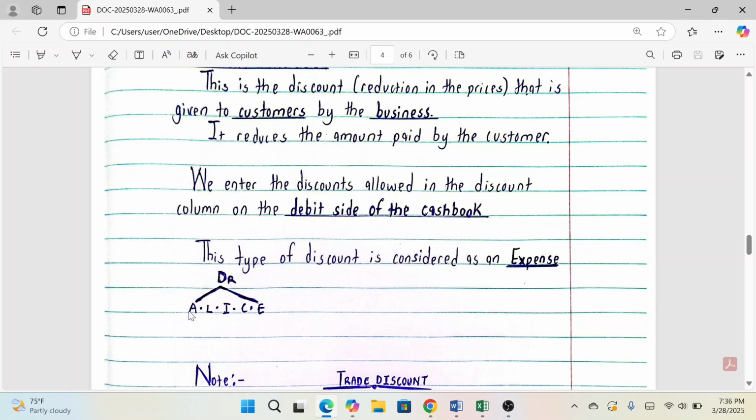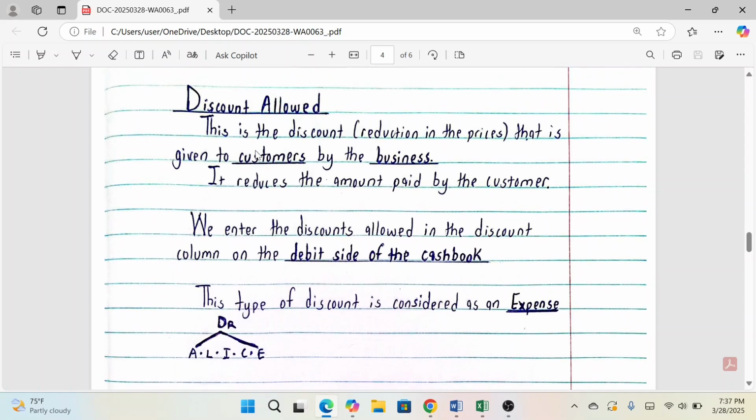And from ALICE, where A represents assets, L liabilities, I income, C capital, and E expenses, the E here is always debited. So since this discount is considered as an expense, we know that we always debit expenses. So this discount, the discount allowed, will appear on the debit side of the cash book.